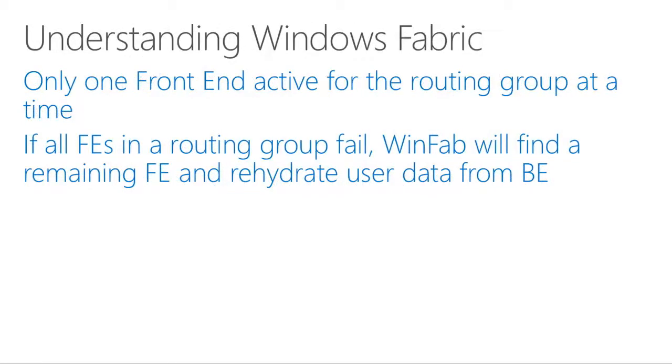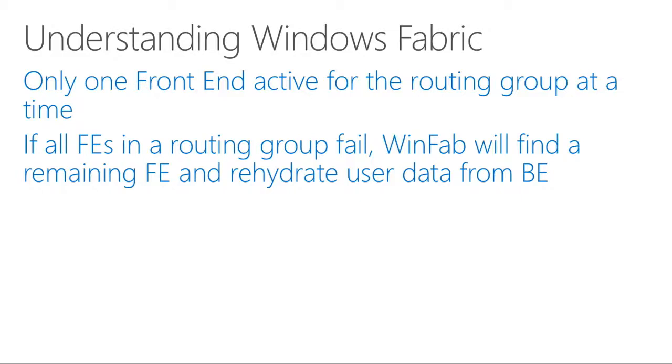So in terms of how Lync uses Windows Fabric, where I've got that routing group of three front-end servers, only one front-end server is active at a time. So I've got all my users logging into one front-end server. If that fails, then the secondary lights up straight away, and all my users log straight back into that, and they have no loss of service.